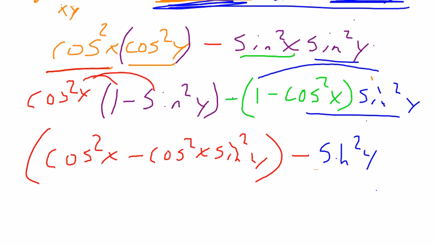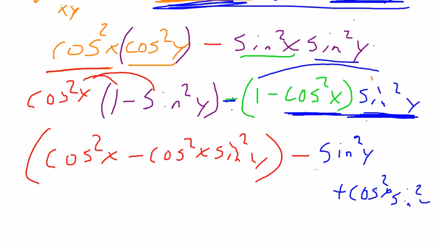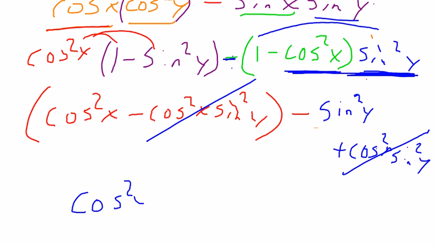Well, with this minus sign out front, it's going to turn to a positive. Well, this is sine squared y. Let me rewrite that. Okay, so when I multiply this by this, there are two negative signs, so it's going to be a plus cosine squared x, sine squared y. And now this will cancel with that, and you're left with cosine squared x, sine squared y.